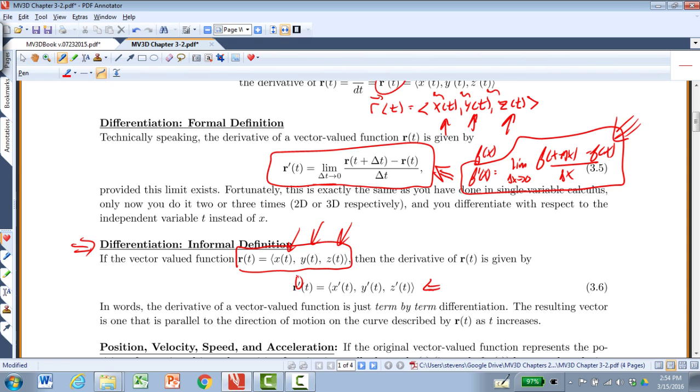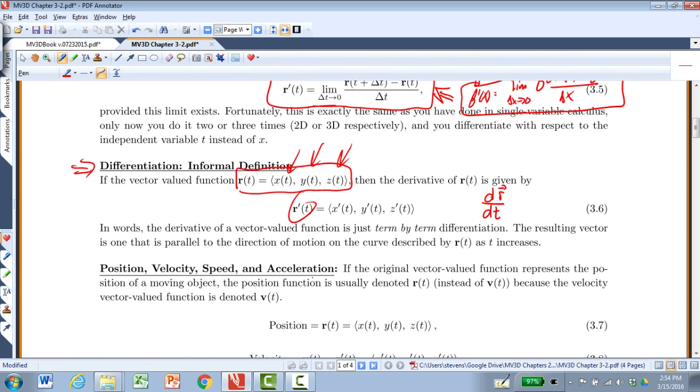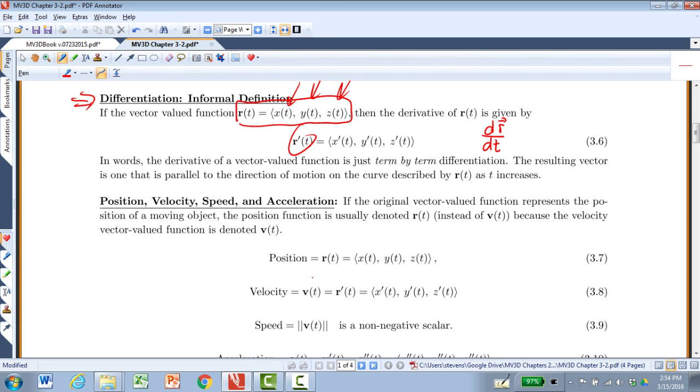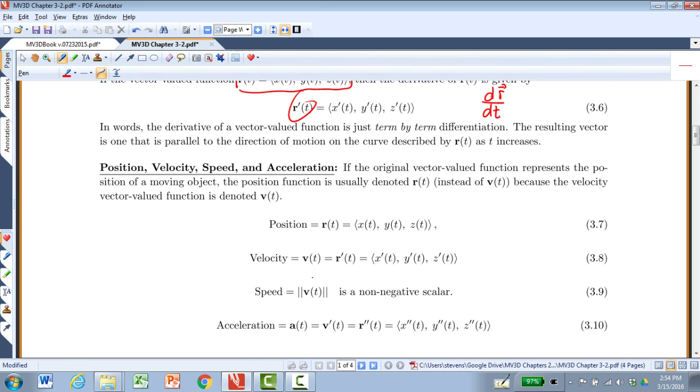And the notation is the same. You get the little prime notation. You could also write this as the derivative of r, the vector function, with respect to t, if you wanted to, but generally we use this notation. And something you probably saw in calculus, and we will continue, is position, velocity, speed, and acceleration. Position, we'll generally consider our original function. That is r of t, our original vector valued function.